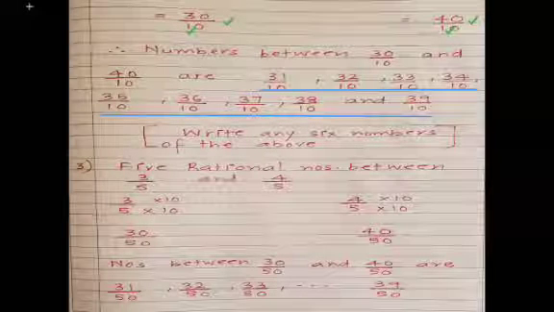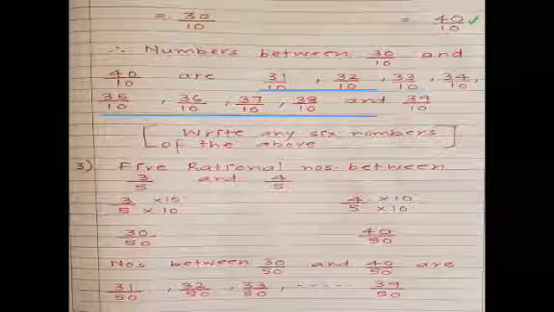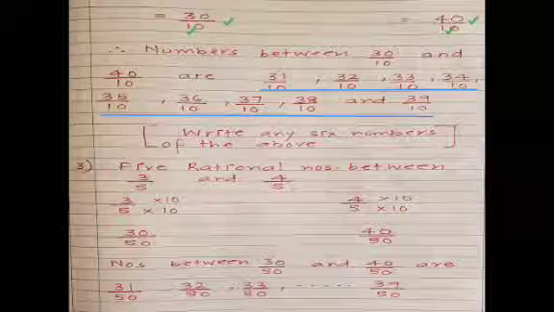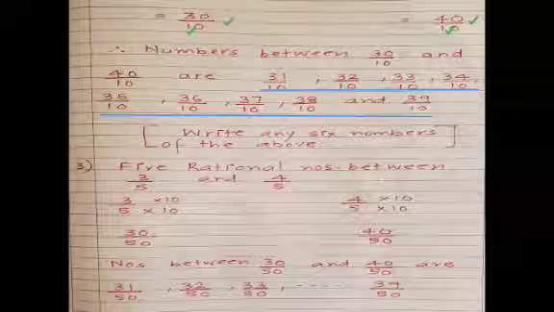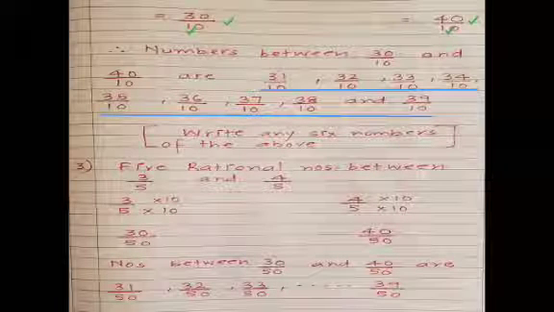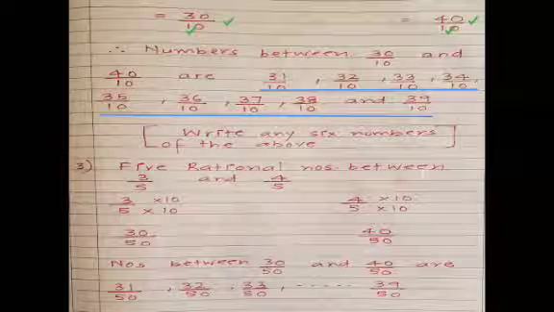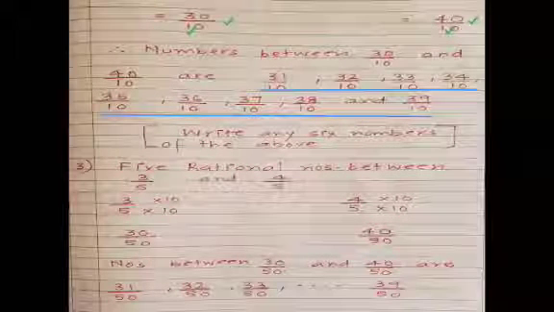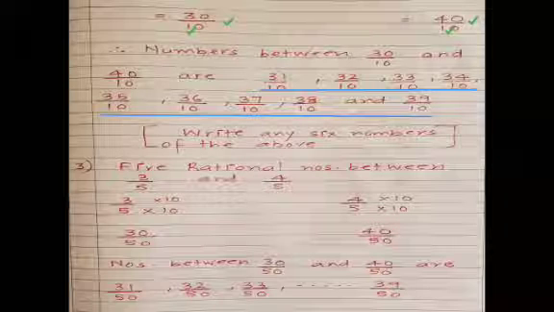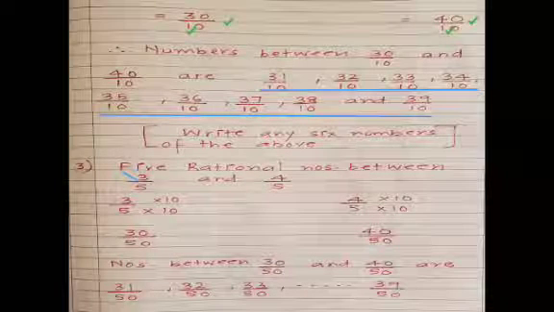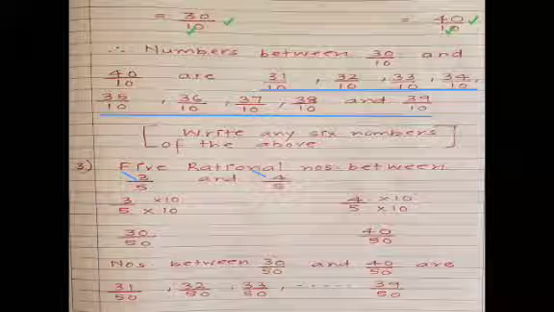Let us try to understand it with one more example. This is question number 3 given in exercise 1.1 of the NCERT textbook. The question says, write 5 rational numbers between 3 upon 5 and 4 upon 5. So the numbers that we're supposed to deal with are 3 upon 5 and 4 upon 5.